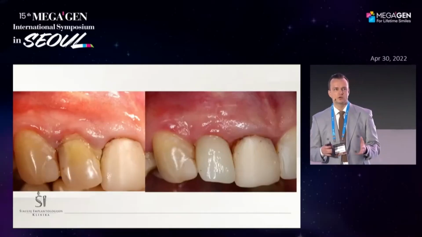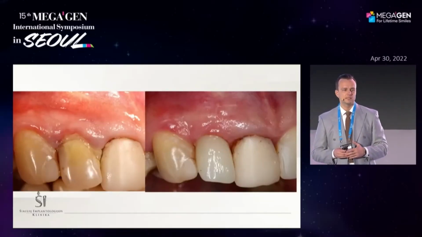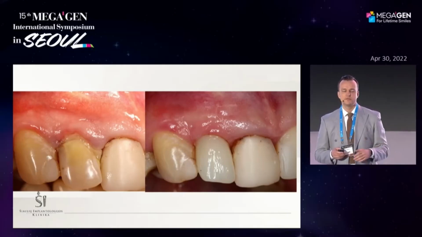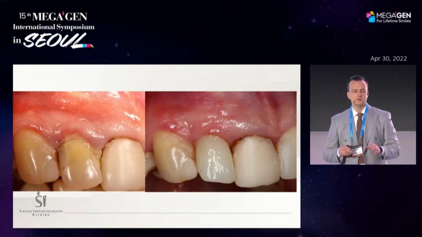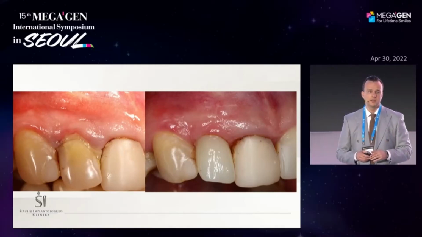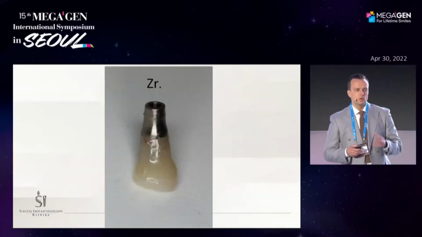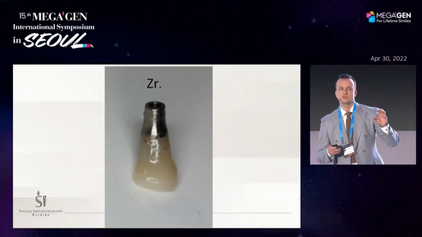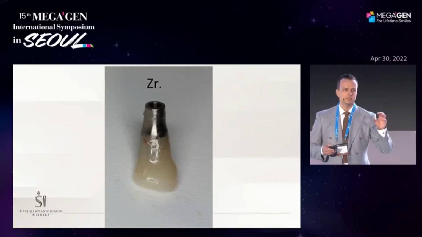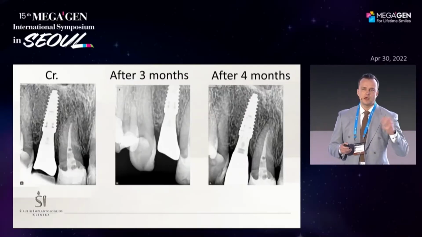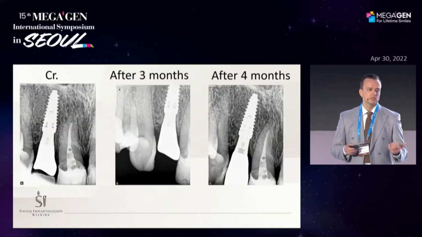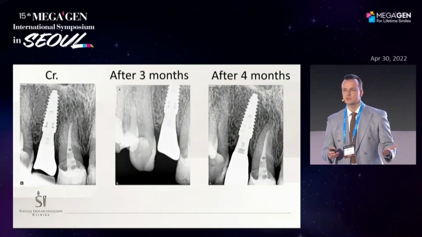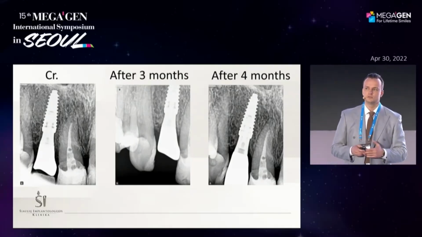Another case is also accomplished, already 3 months past. We had to replace tooth number 12. This is the final result already with the final crown. The aesthetics are still on the way. But when we took off the abutment after 3 months, we saw that the connective tissue is attached to the zirconium. This is also a very good sign. And this is how the radiographs look. So at the day of the surgery, 3 months and 4 months after, the bone looks pretty good.